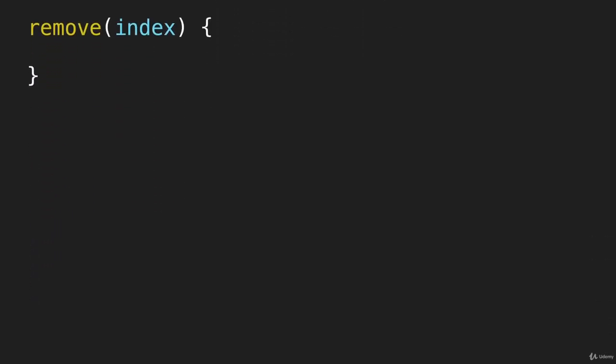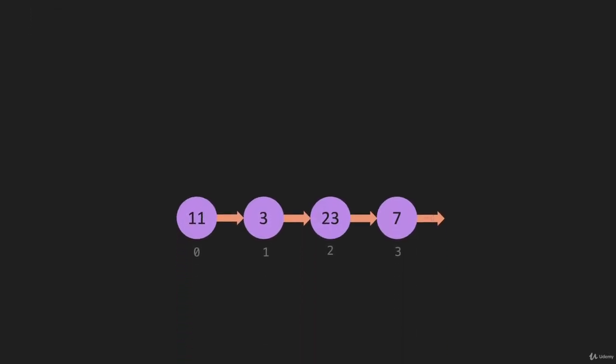And for our last method for doubly linked lists, we're going to do remove. So for this, we're just going to remove a node at a particular index and return it. So that's a pretty simple concept. If you want to code this, go ahead and pause it. Otherwise, let's get into it.